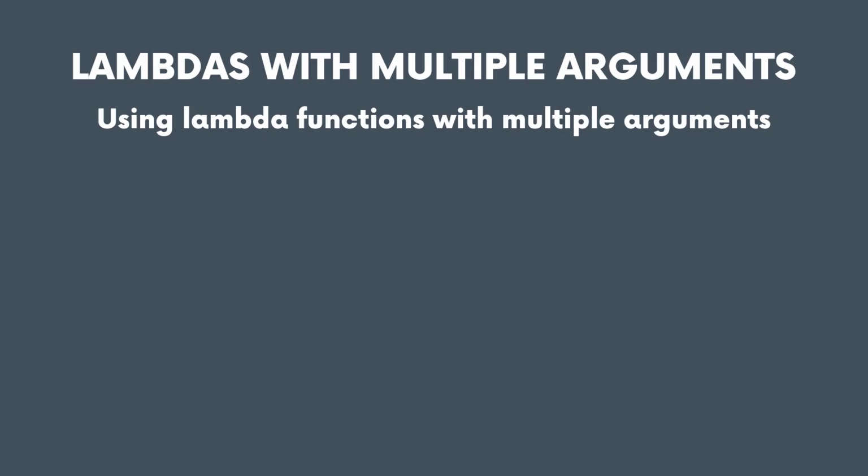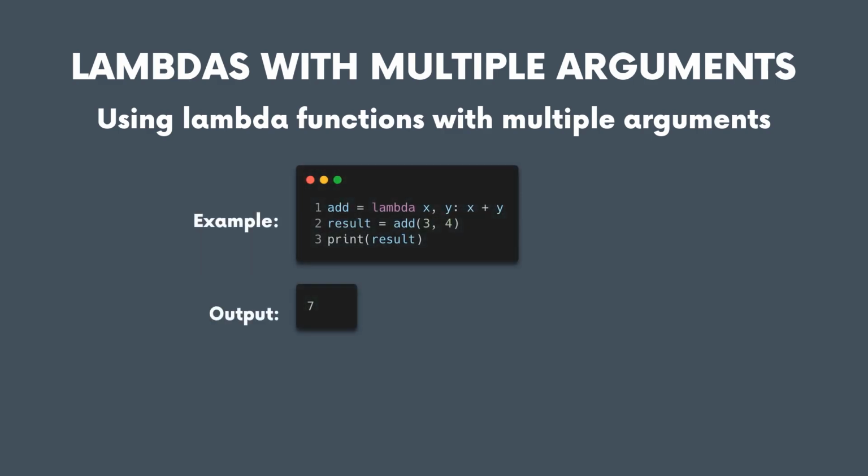Lambda functions can also take multiple arguments. Let's create one that calculates the sum of two numbers. In this example, we define a Lambda function named add that takes two arguments x and y and returns their sum. We then call this Lambda function with arguments 3 and 4, resulting in 7.